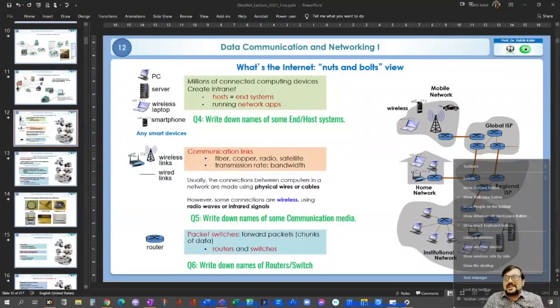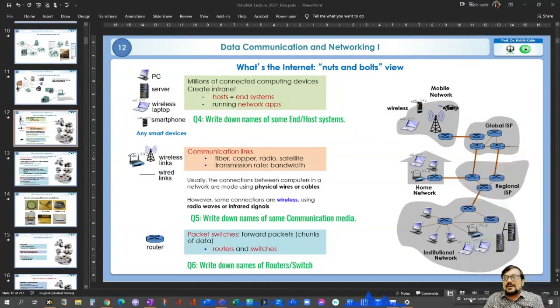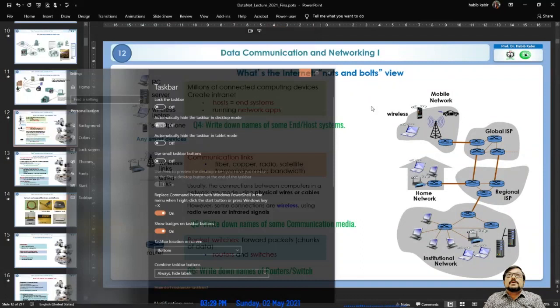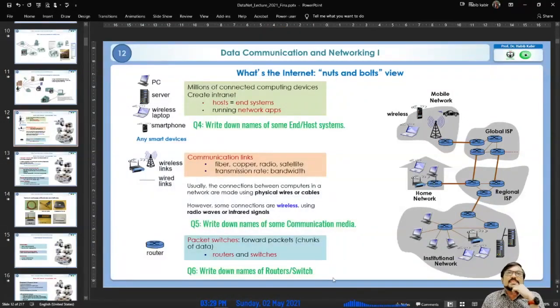I'm doing my task. I want to hide the log. So now it has become full screen this way.